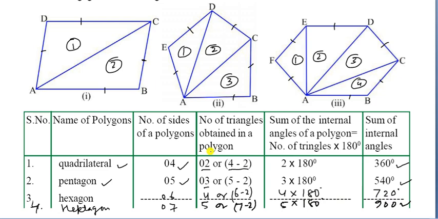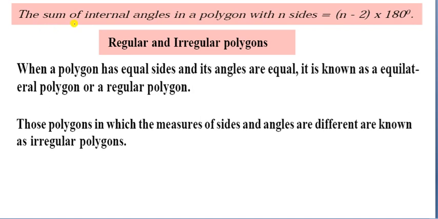You can calculate all these types of angles. So the sum of internal angles in a polygon with n sides is (n minus 2) into 180 degrees, where n is the number of sides of the polygon. Now regular and irregular polygons. What is a regular and irregular polygon?